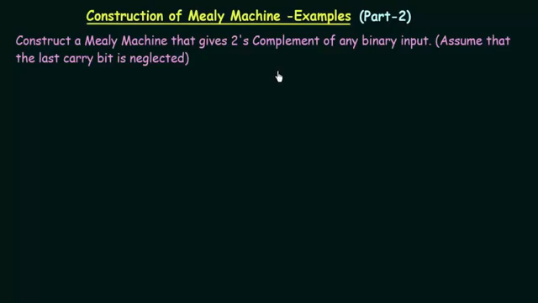In this lecture, we will be seeing another example of construction of Mealy machine. So here is our task. Construct a Mealy machine that gives 2's complement of any binary input. Assume that the last carry bit is neglected.